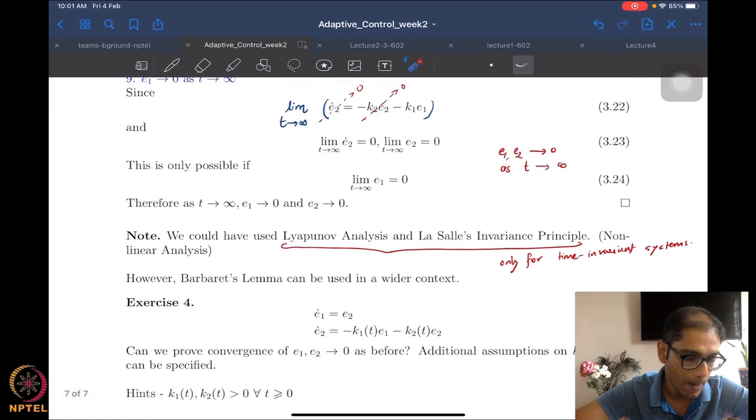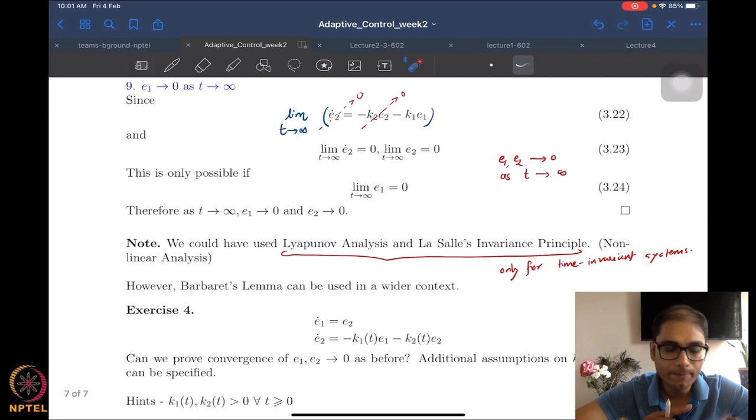Now, I want to remind you that we only proved convergence. So we have only completed the proof of convergence of these signals to the origin. Okay, so we are saying something about the steady state behavior only. We are not saying anything about the transient behavior. So remember this, convergence only has been proven. Stability, or the fact that the trajectories remain bounded.